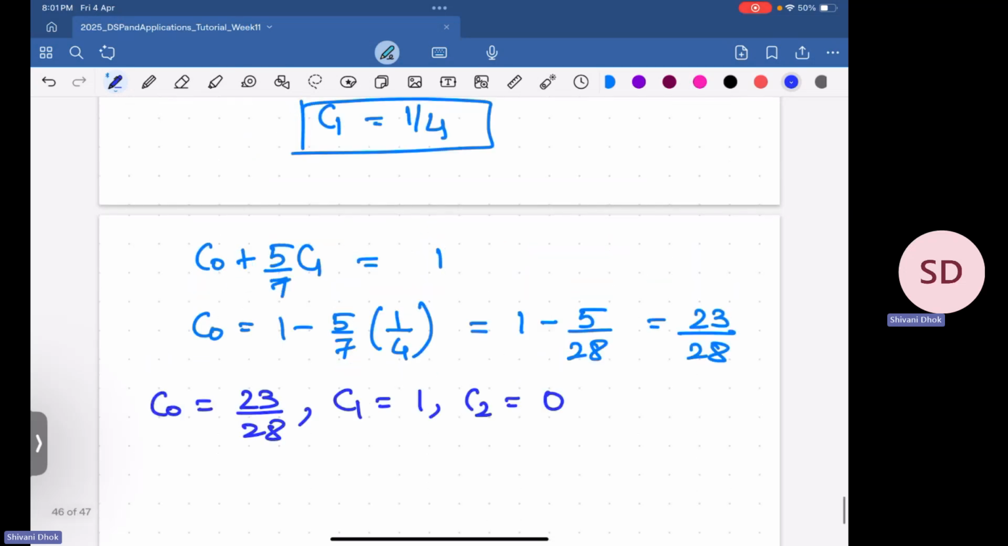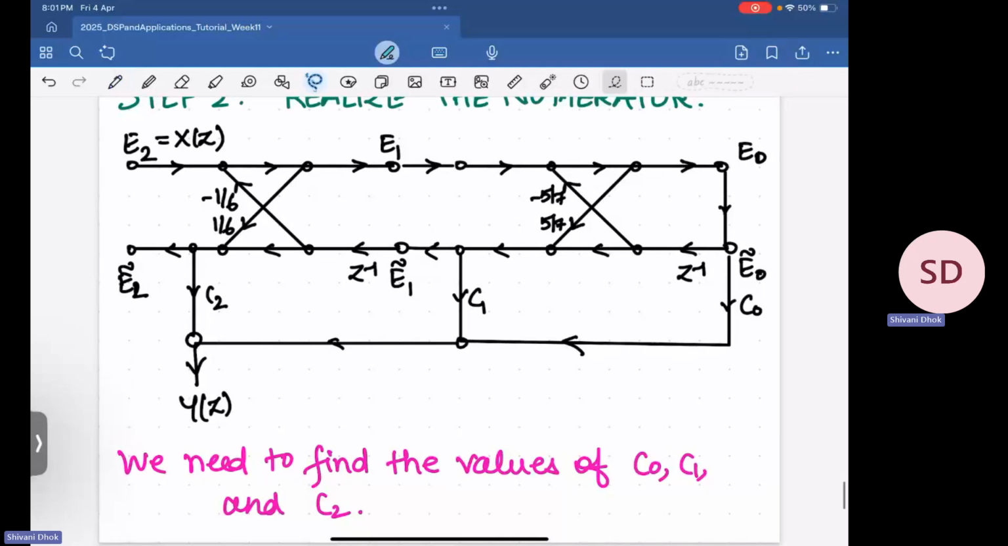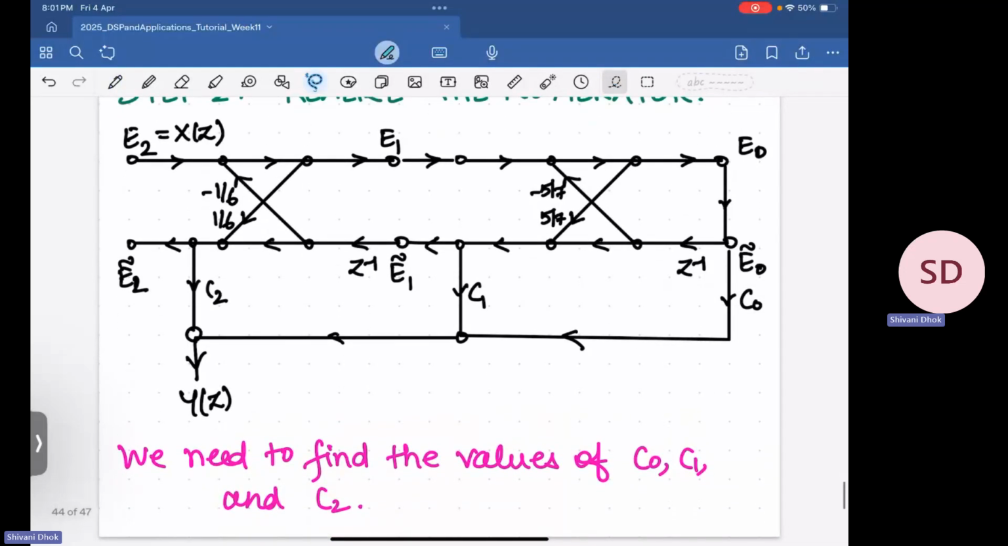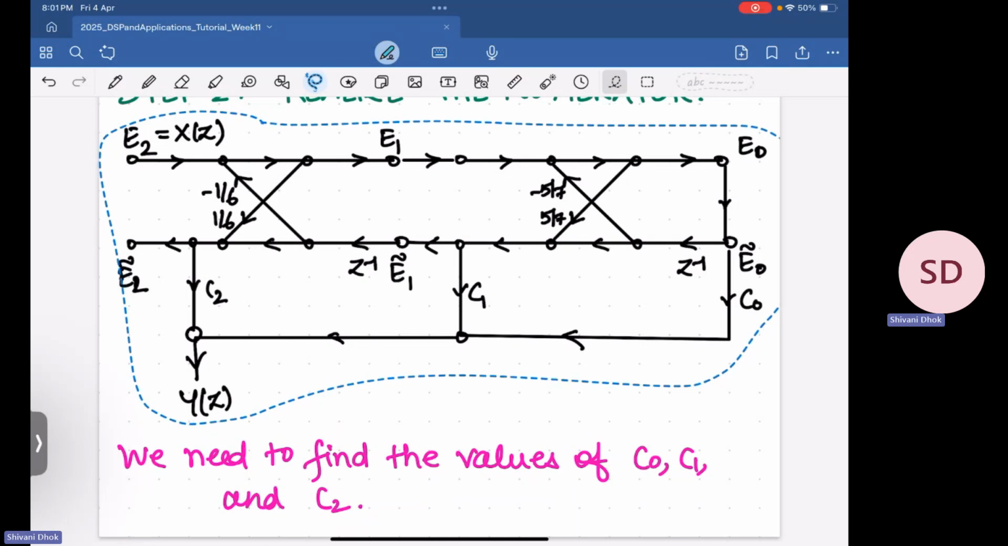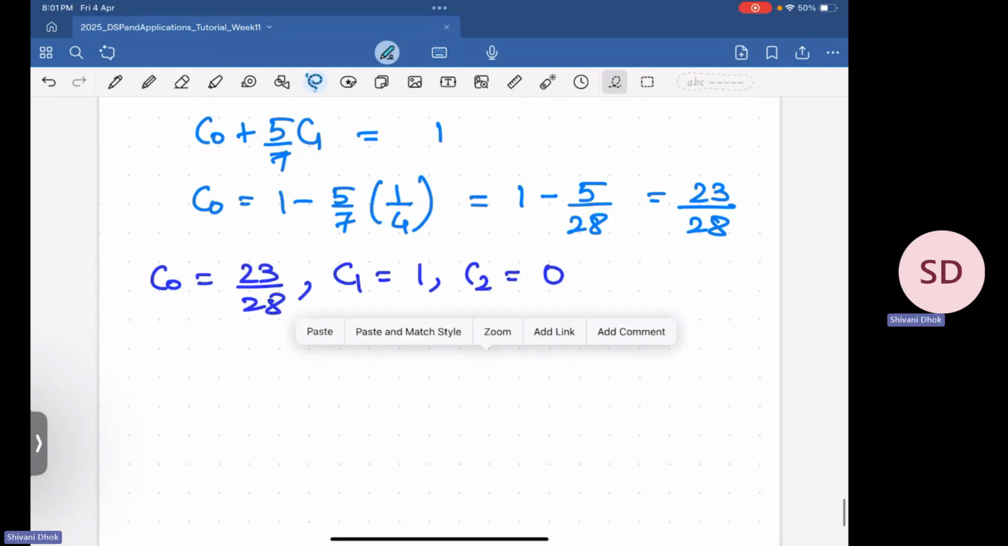And now we will put these values in this system that we have to get the final system equation. So let me just take this, let me copy and let me paste it here. I don't think it will come.